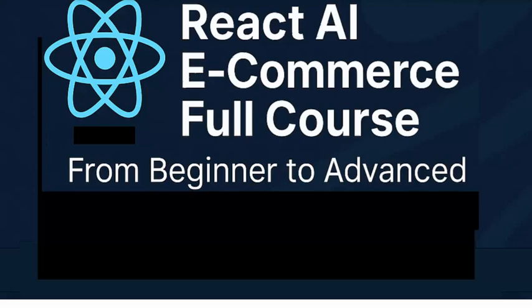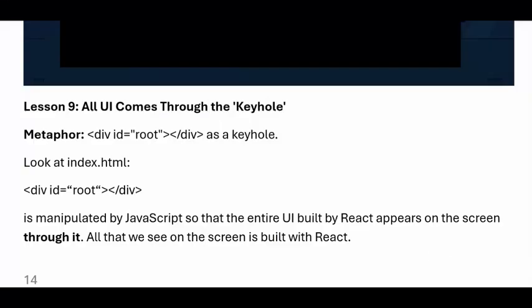All user interface comes through the keyhole. Metaphor: div id equal root is a keyhole. Look at index.html. The div id equal root is manipulated by JavaScript so that the entire user interface built by React appears on the screen through it. All that we see on the screen is built with React.